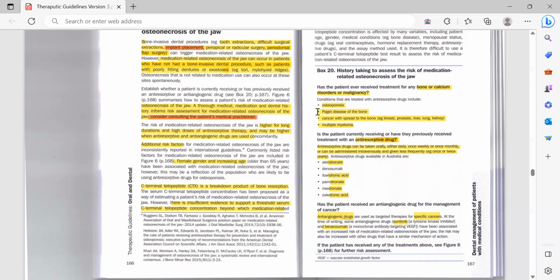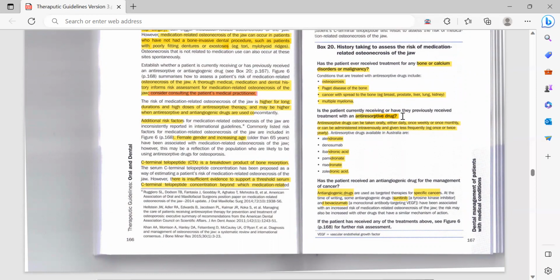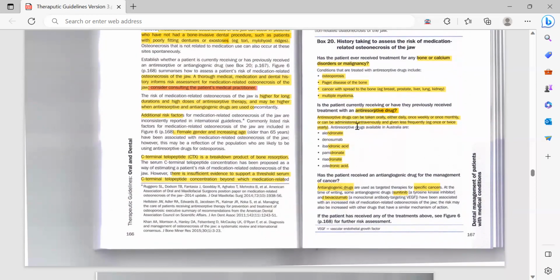So, what could be the conditions that might be treated with these drugs? Osteoporosis, Paget's disease of the bone, cancer, and multiple myeloma. Then, is the patient currently receiving or have they previously received treatment with anti-resorptive drugs? Which are the anti-resorptive drugs? That are alendronate, then denosumab, and all these drugs. The patient may be taking denosumab or alendronate, given daily, once weekly, or once monthly, or they can be administered IV and given less frequently.